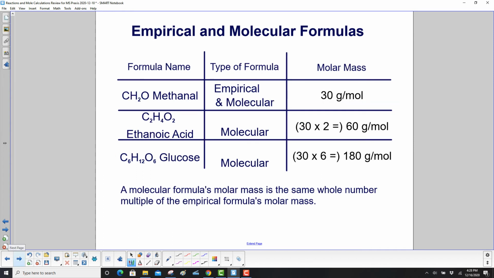Now, a molecular formula's molar mass is the same whole number multiple, the one we had on the previous slide, of the empirical formula's molar mass. So here's the empirical formula molar mass, 30 grams per mole. And remember, we had a 1 over here and a 2 over here and a 6 here to convert it to the molecular formula. So you multiply 30 times 2 and you get 60 grams per mole here. And you multiply 30 times 6 and you get 180 grams per mole for glucose.